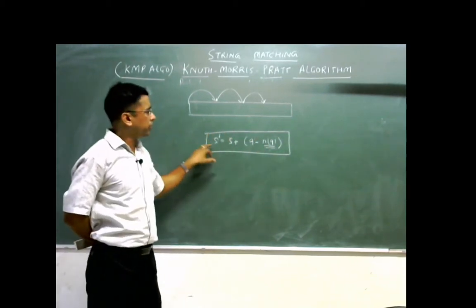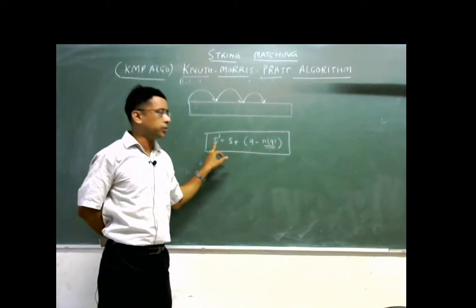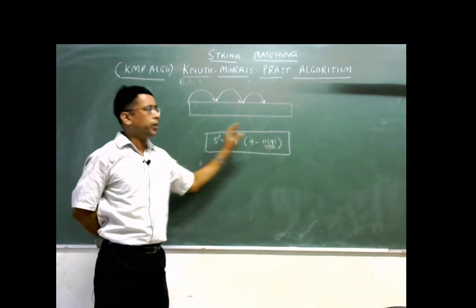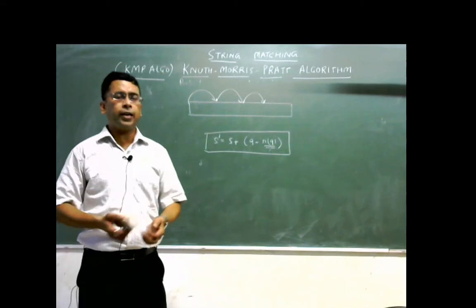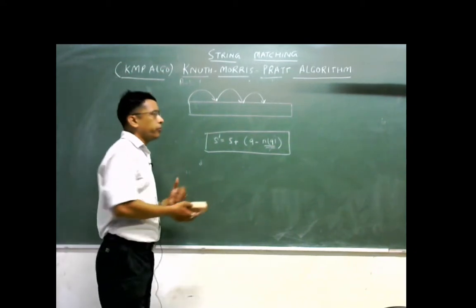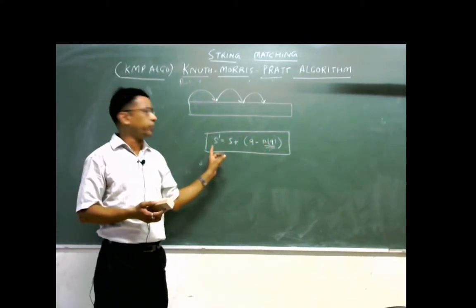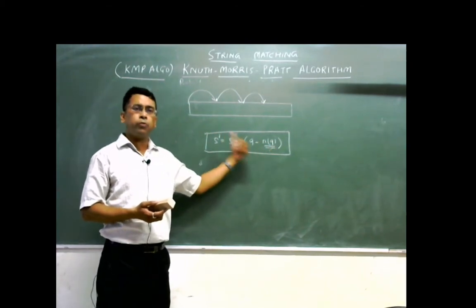So in this, we are not searching consecutively, one by one. Instead, we are jumping over certain positions. To understand it, we are going to take an example, and first we shall compute the prefix function. Then by using this formula, we can perform the matching.